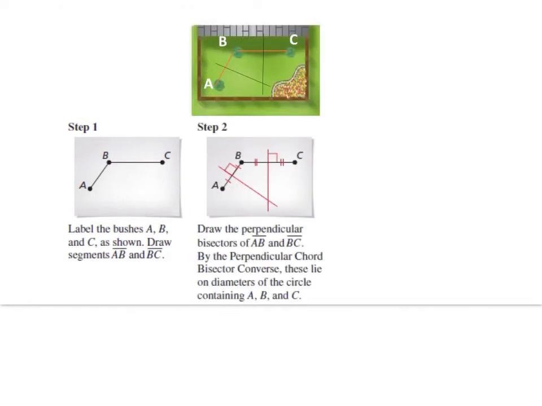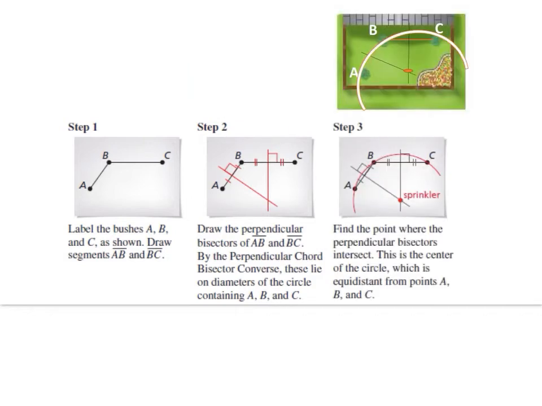After you connect, next we want to show the perpendicular bisectors of each of these segments. So you draw the perpendicular bisectors of both AB and BC. And what we notice is that the point where the perpendicular bisectors intersect, that's where we want to place the sprinkler so that it is equidistant from all the bushes.